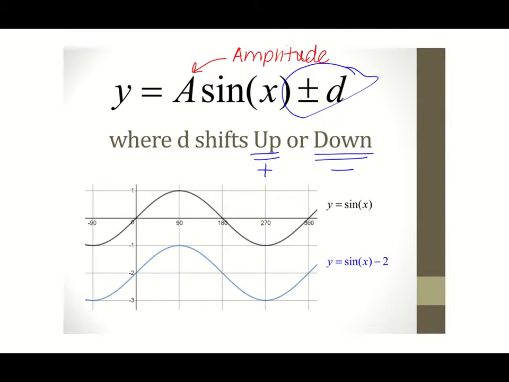So we can kind of see an example here. Black function is our standard sine of x. And if we put a -2 on the outside, it takes all of our points, so like our starting point here, and it shifts it down 2. Takes every point and subtracts 2 and goes down. If we had +2, it would move up. All right, so we're going to get into some examples here of moving these sine or cosine graphs up and down.